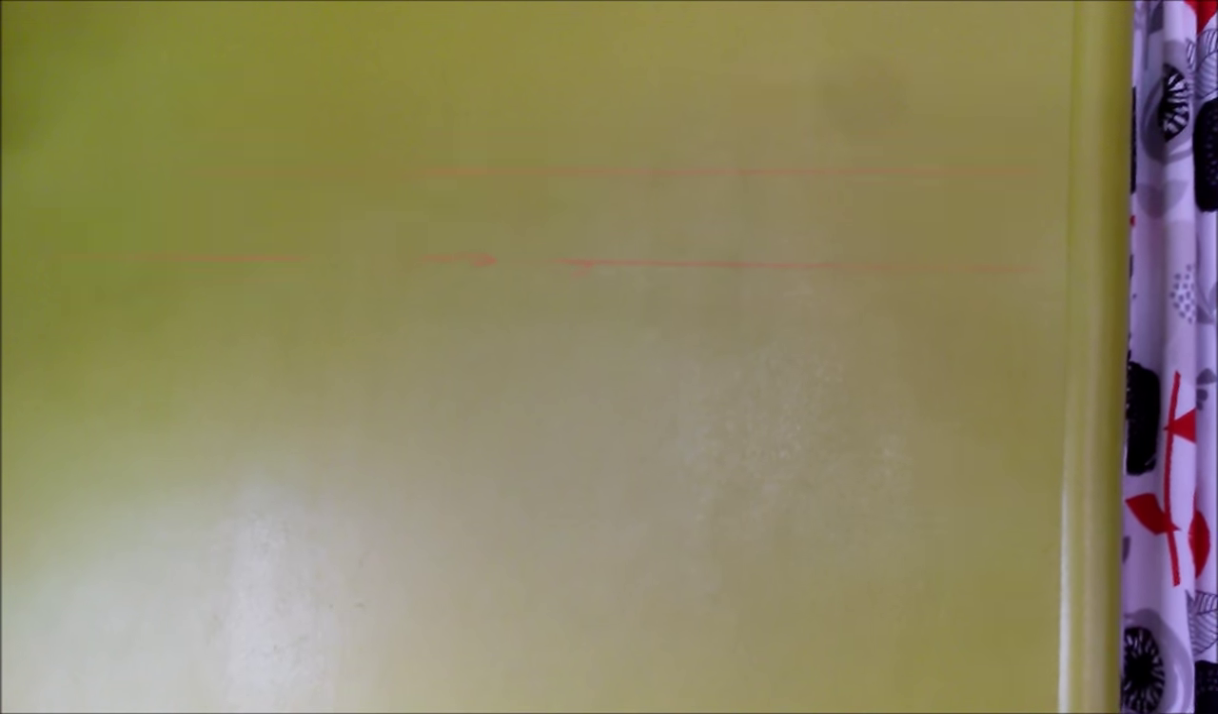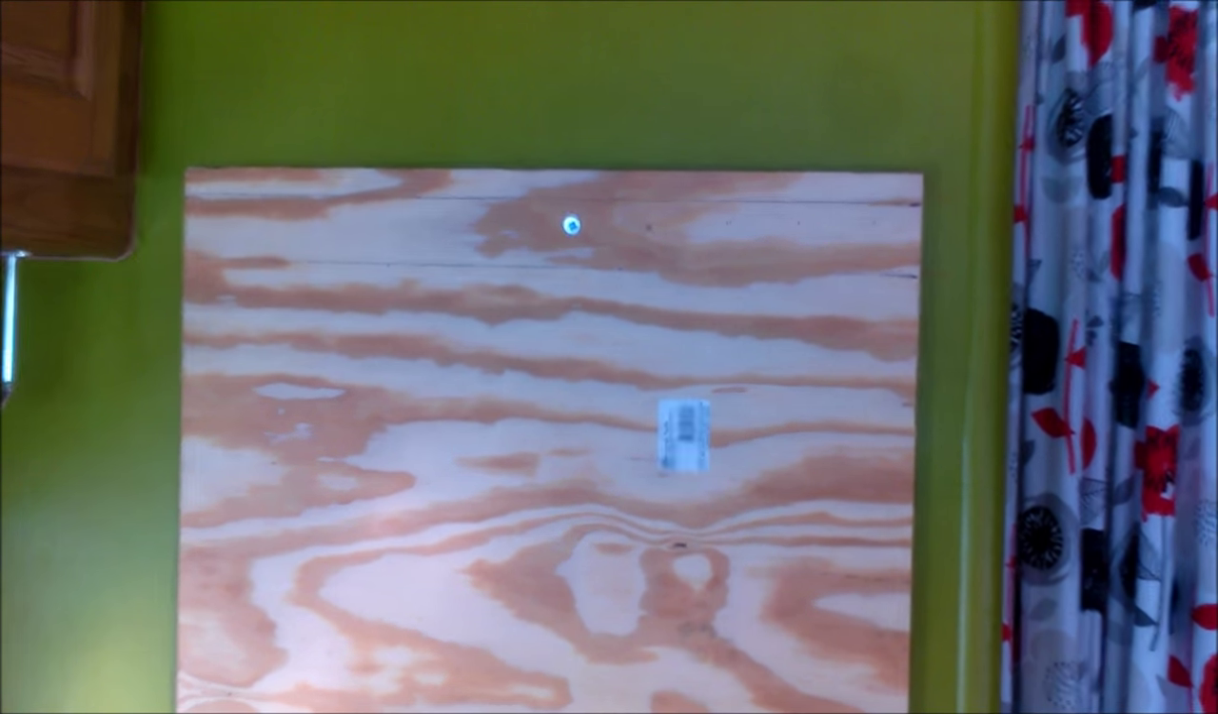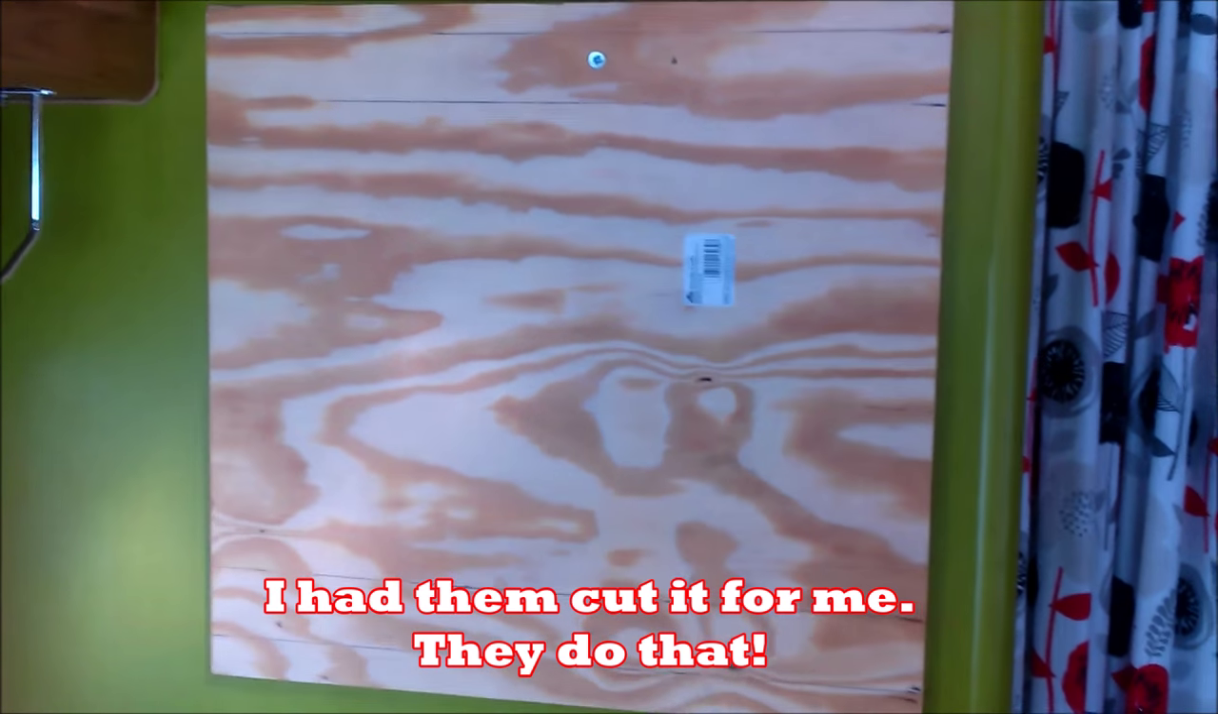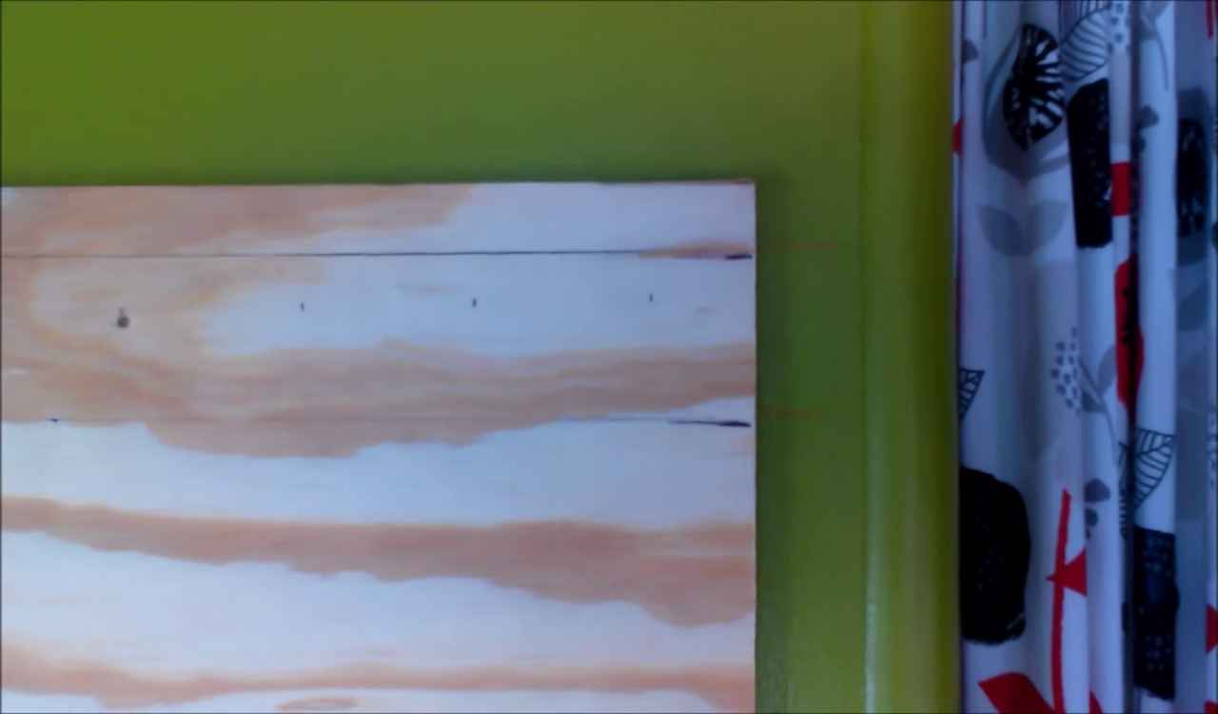So this is where I want to mount my TV. I already have the lines made where I found the studs from the stud finder. I went to Lowe's. I bought this piece of wood. I measured it to be 20 by 22, I believe. I found the studs with the stud finder. I put some lines over there to give me a guideline of where I should be.